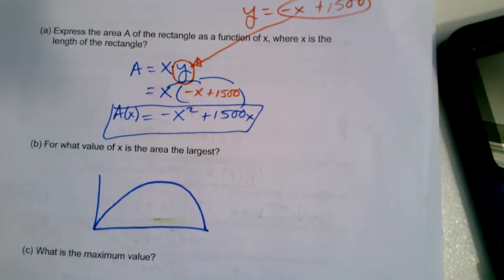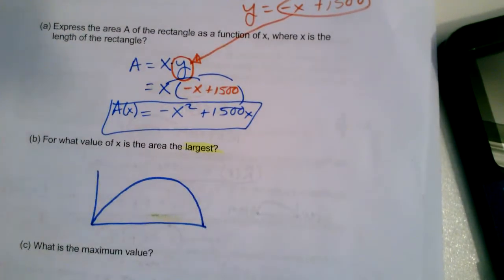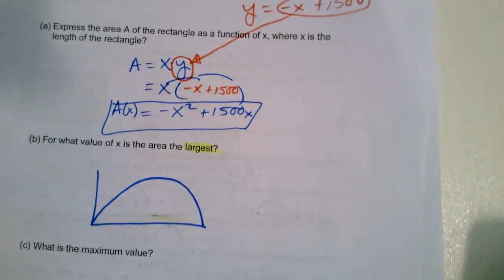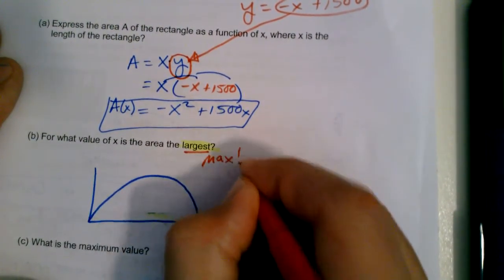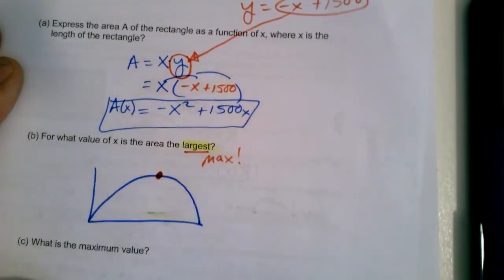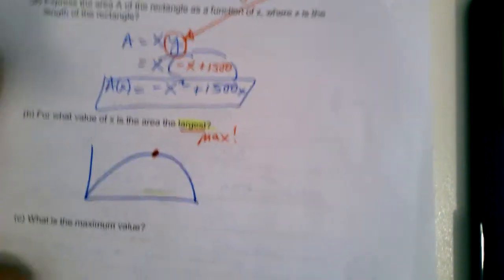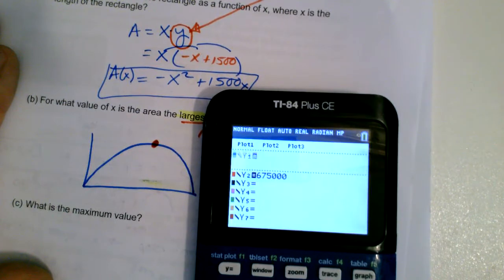What's another word for largest, y'all? Maximum value. Max. The maximum. We want to find this guy right here. Okay. You could use axis of symmetry, x equals negative b over 2a, or we can use our calculator. So I'm going to go ahead and do that.